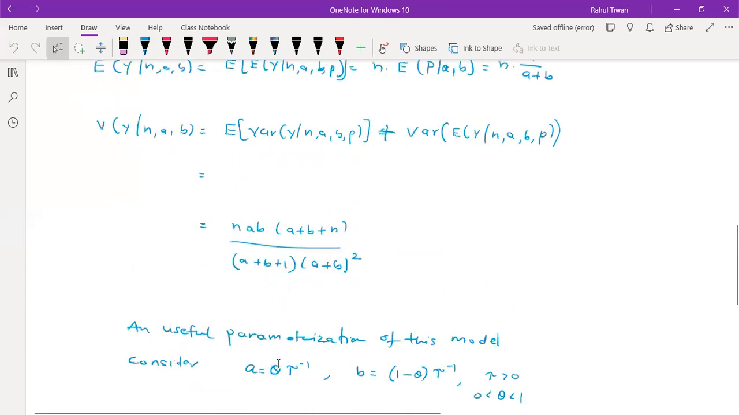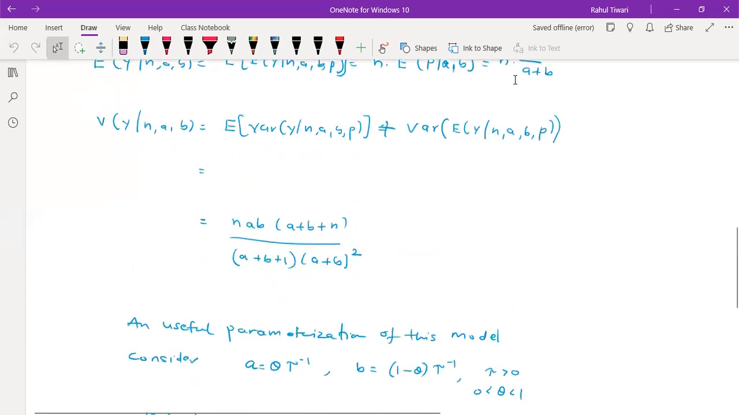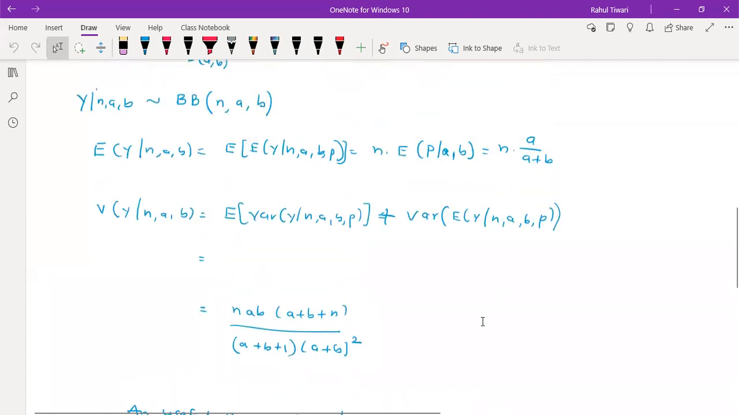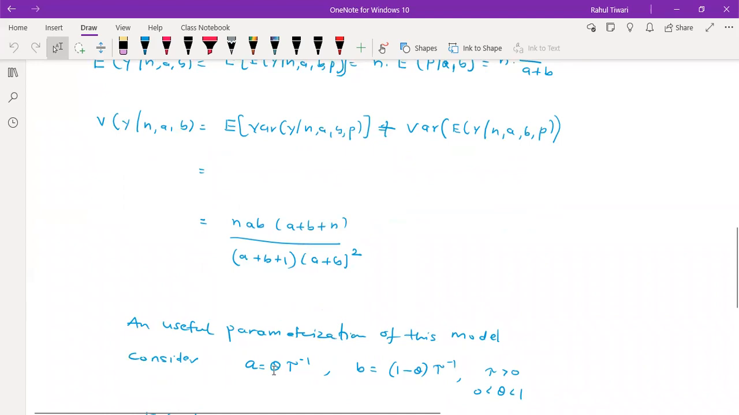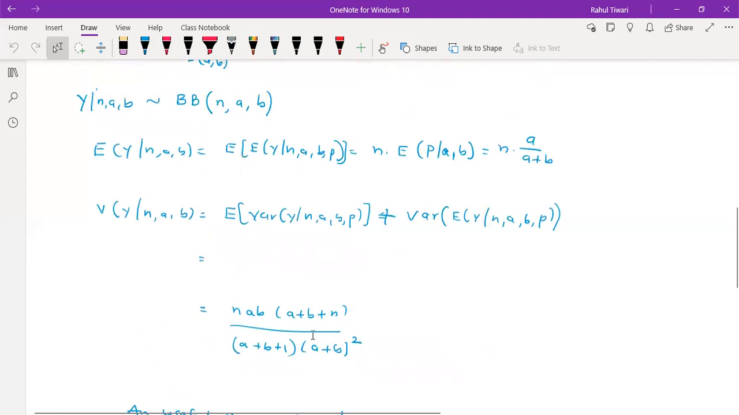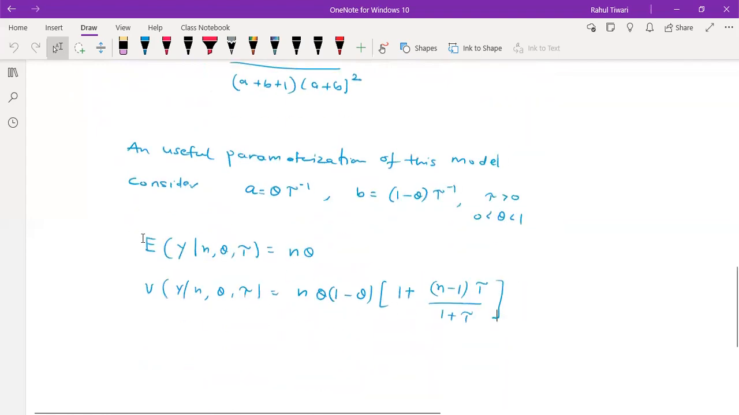So a is this, 1 plus tau inverse, and if you merge this plus this, theta tau gets cancelled, and you're left with only tau in the denominator. In the numerator we have theta tau inverse and in the denominator tau, so that gets cancelled, and we're left with only theta. So just substitute these a and b values in the mean and variance, and the conditional mean and variance simplify to this version.